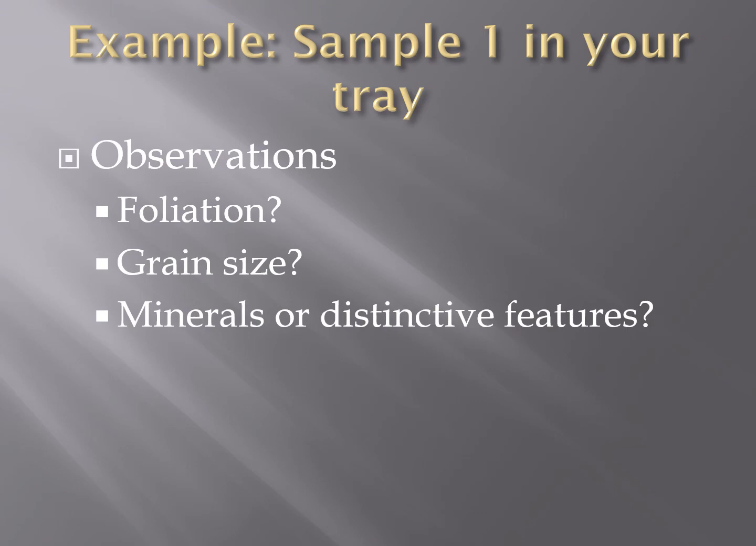So with a mystery metamorphic rock sample, we want to make some initial observations. Do we observe foliation? And what are the grain sizes, if you are able to see them? And do we see any distinctive minerals or distinctive features with our metamorphic rocks? And this should help us in identifying what type of metamorphic rock we are looking at.